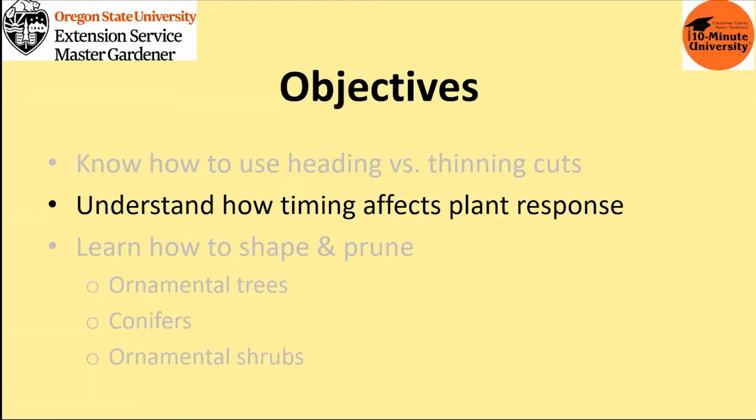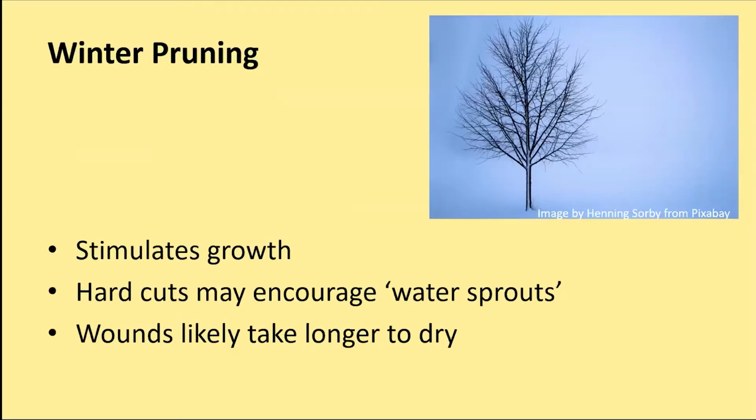So now we've talked about the major cuts. Let's talk about how timing affects the plant's response to pruning. When we prune in the winter, when the plant is dormant, as soon as it comes out of dormancy, it will respond to the pruning by having very vigorous growth. And often, especially harsh cuts made in the winter will result in many upright vertical shoots that are commonly called water spouts.